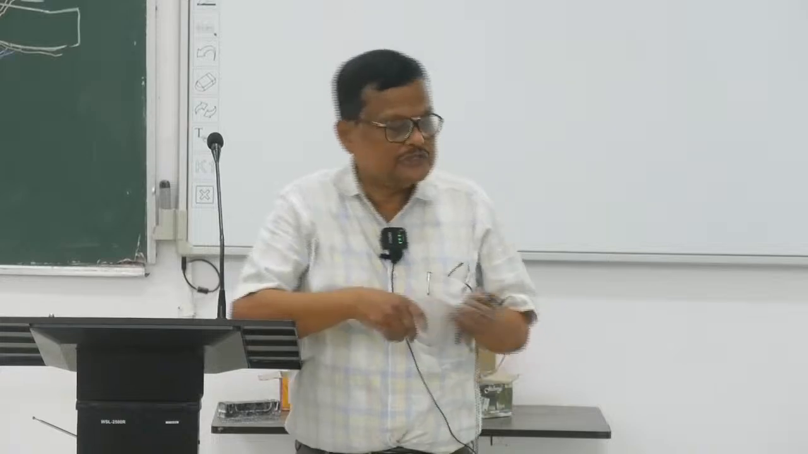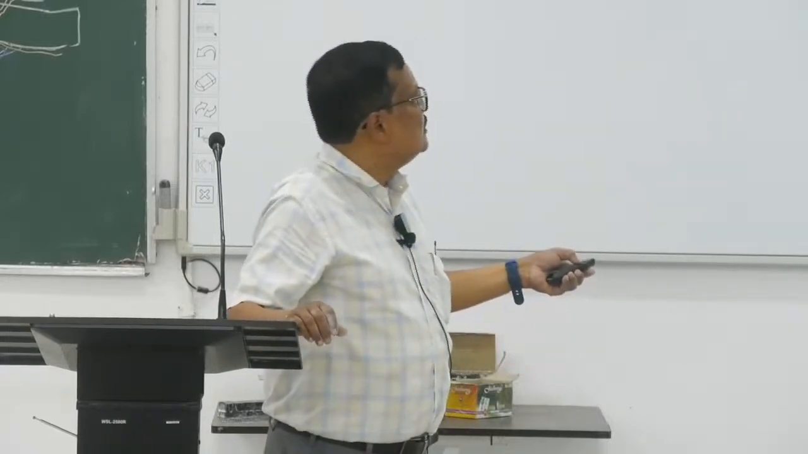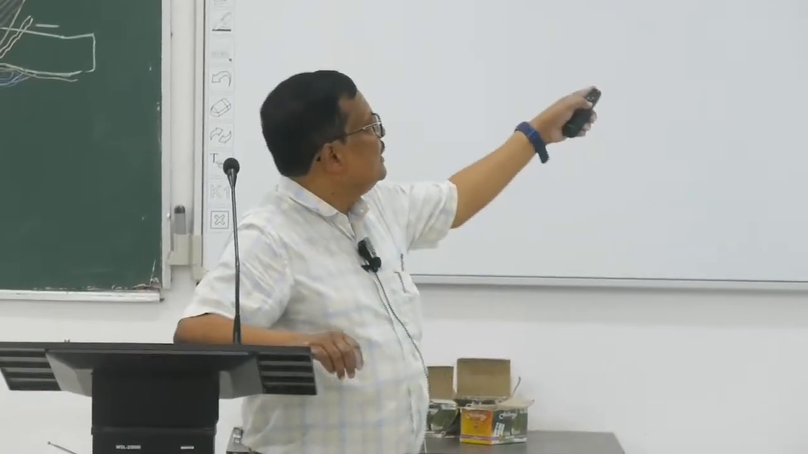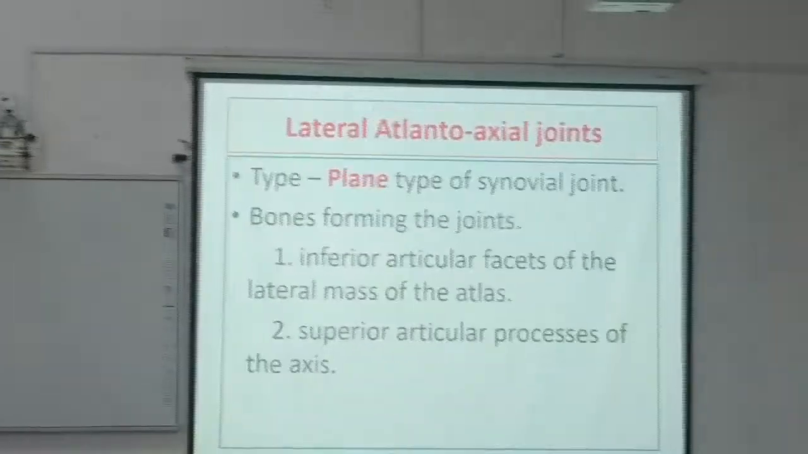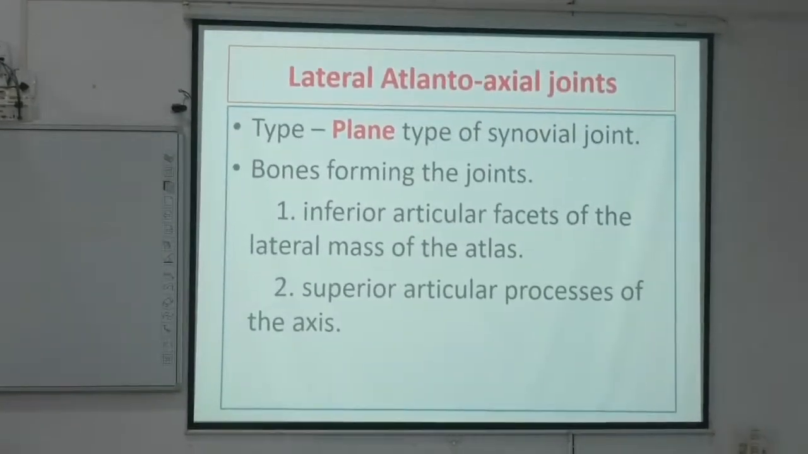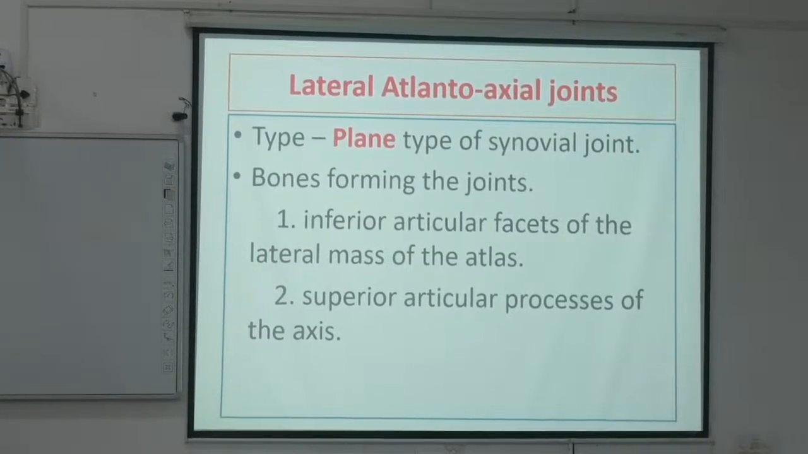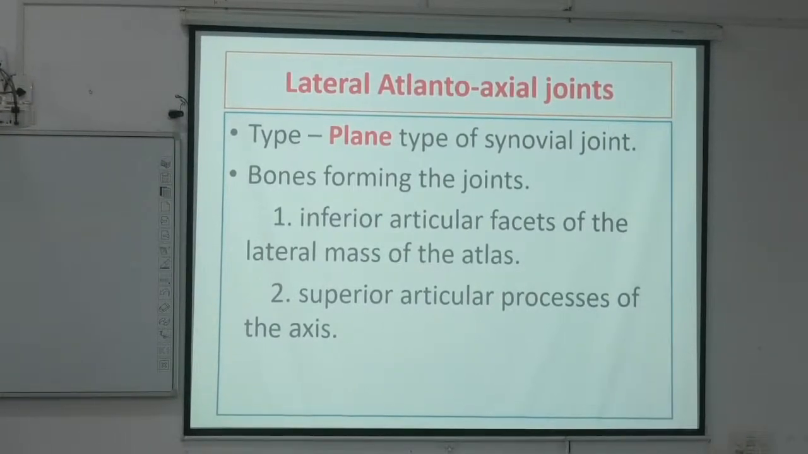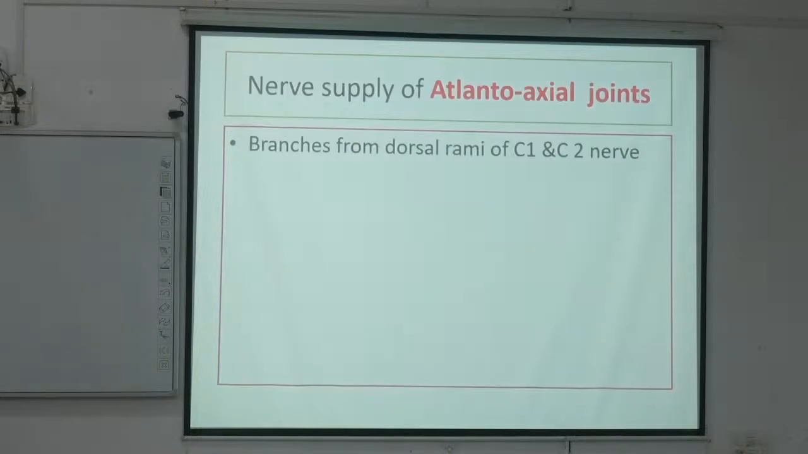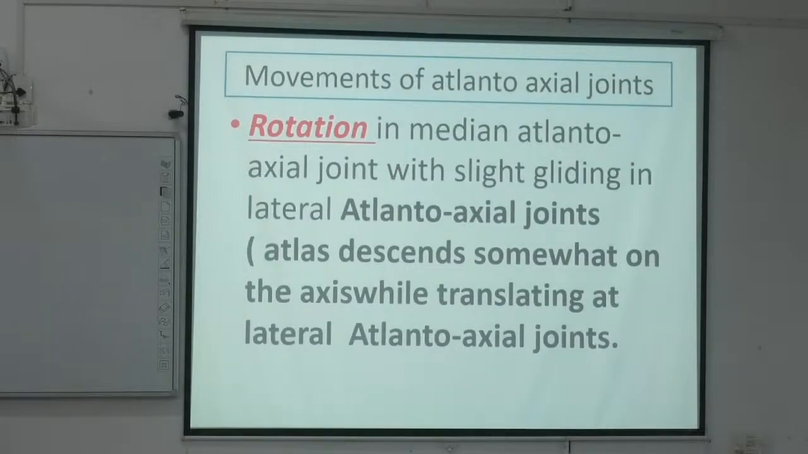So what are the ligaments present in this median atlanto-axial joint? Capsular ligament, apical ligament, alar ligament and membrana tectoria. The lateral atlanto-axial joint is very easy, a plane type of synovial joint between the inferior articular facet of the lateral mass of the atlas and the superior articular process of the axis, supplied by branches of the dorsal rami of the C1 and C2 nerves. The movement I will tell tomorrow, there is time.